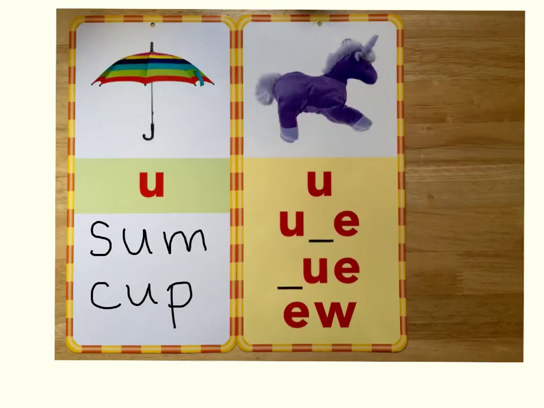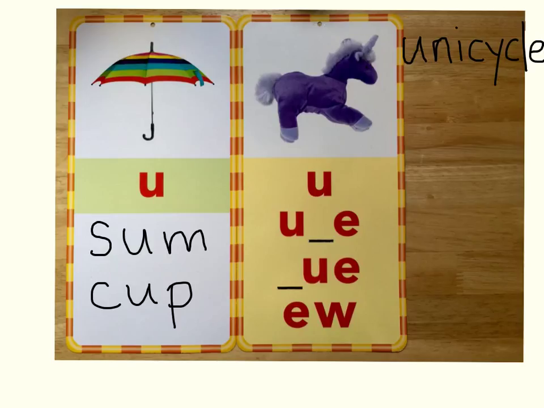U by itself: unicycle. Unicycle, a U by itself. When you see this long word, you might try unicycle, and you're going to know that unicycle is not a word. Another way to make a long vowel sound is to use our bossy E.